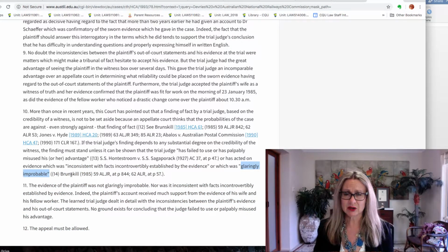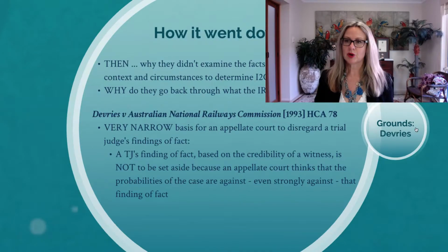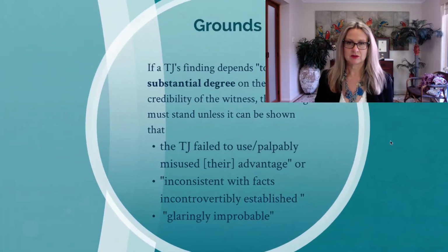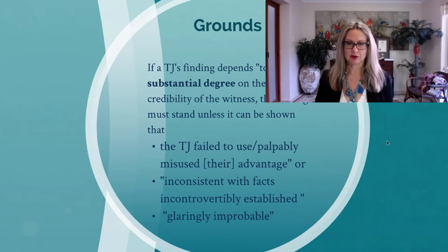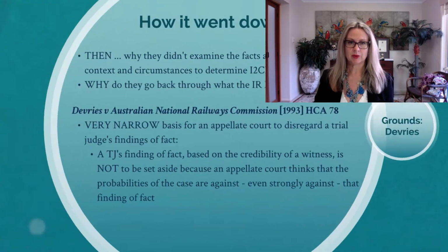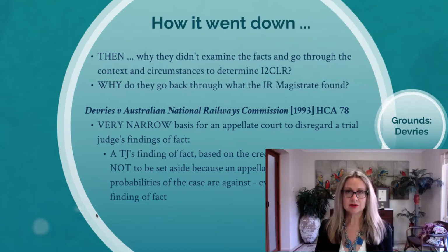They're really the only bases on which a trial judge's conclusions of fact can be disturbed. So if we go back to our Prezi, they're the grounds that I've popped in there for you. The trial judge failed to use, or palpably misused, their advantage, or it was inconsistent with facts incontrovertibly established, or it was glaringly improbable. So that explains why the court then went on to do what it did. I'll just take you to the decision now.